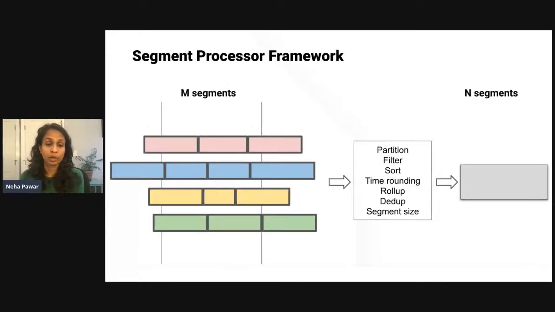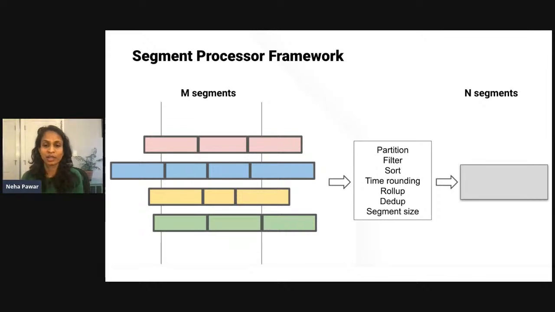To do this processing of the segments, filtering out, etc., we use a segment processor framework that is also part of Pinot. This is a very generic and flexible framework that lets you convert M segments to N segments. This also gives you a chance to apply some processing to your data. For example, partitioning, filter, sort. So typically, if you had set partition, filter, or sort in your real-time table, this framework is going to be able to honor those same configs while creating segments for your offline table.